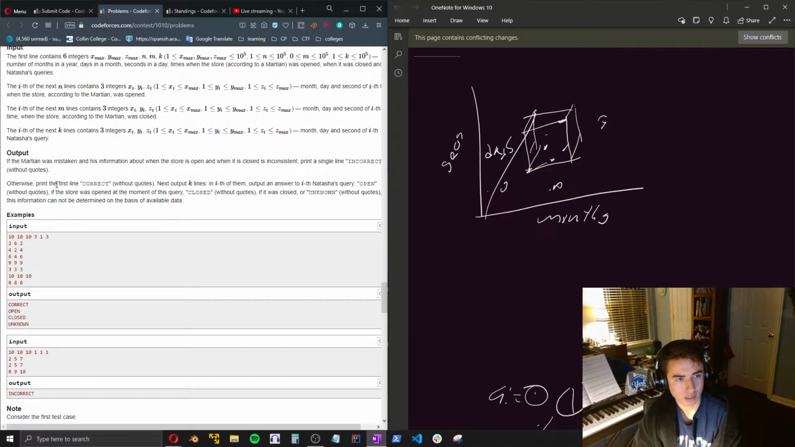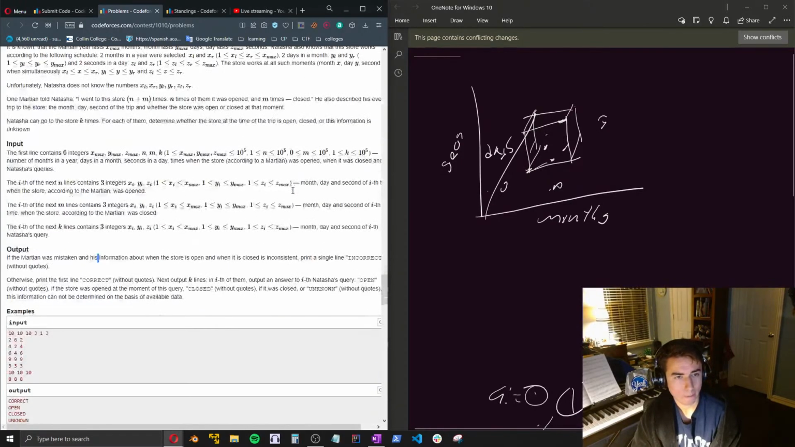Oh, and of course, Martian is mistaken, incorrect, if the smallest cube bounding the endpoints has one of the m points inside of it.